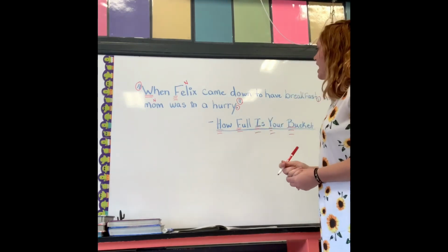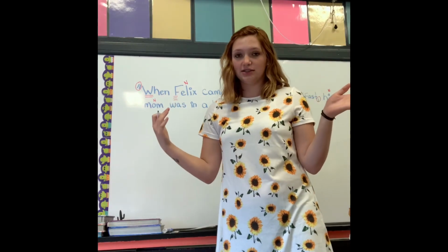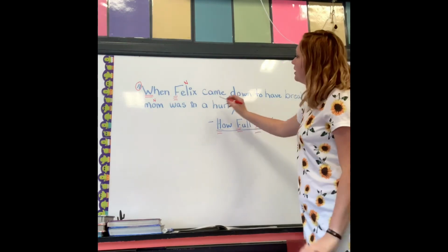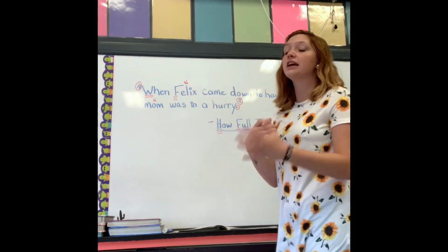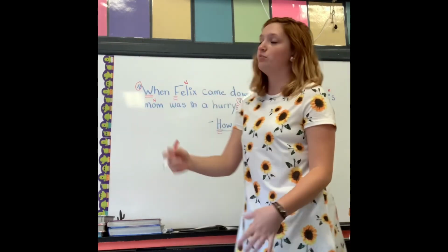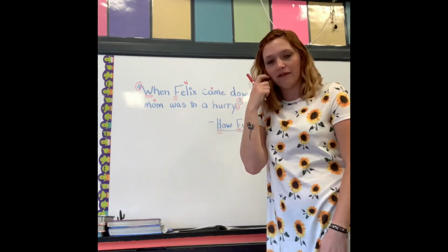Okay? And do we have any verbs, action words, or occurrences? I think we have at least one. Okay? This word right here, came, if he came down, that was him doing something. He was coming down to have breakfast. So came would be considered a verb, so we're going to write a little V above it.